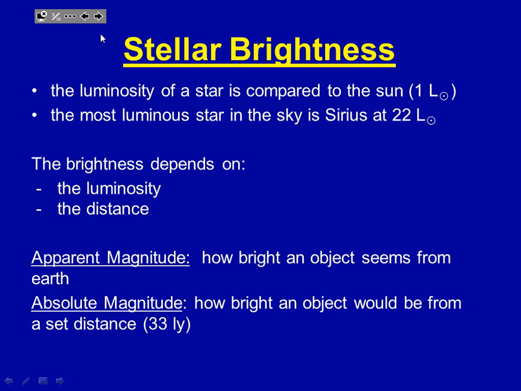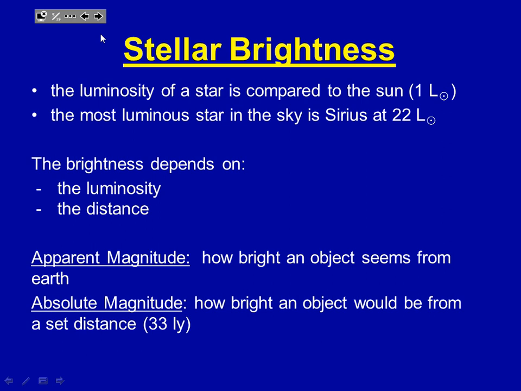Now, obviously, when we look at the sun, it looks a lot brighter than that star, even though this star Sirius is giving off 22 times the energy. And the reason is our sun is close to us, and that star is very far away. So I can have a really bright light bulb, but if I take that bright light bulb a kilometer down the road, it's not going to look very bright to me anymore.